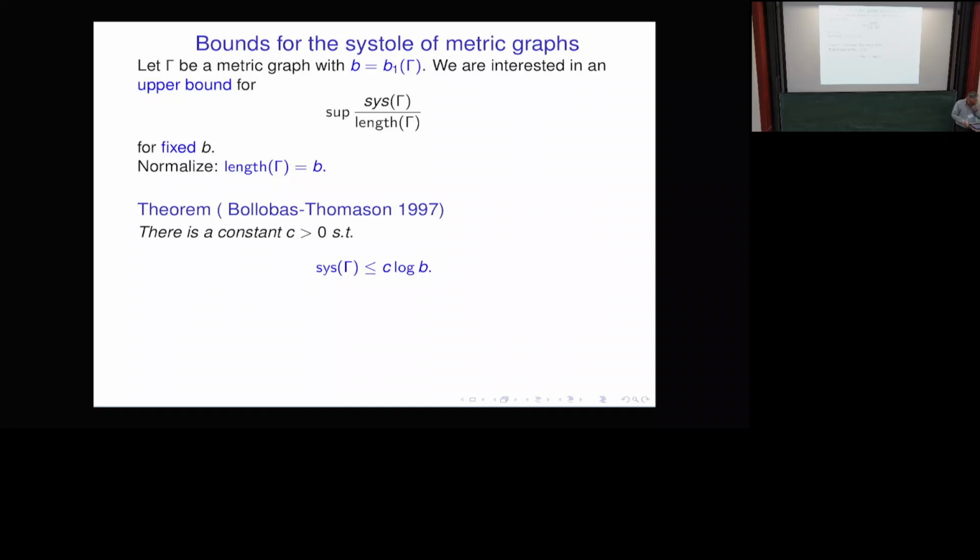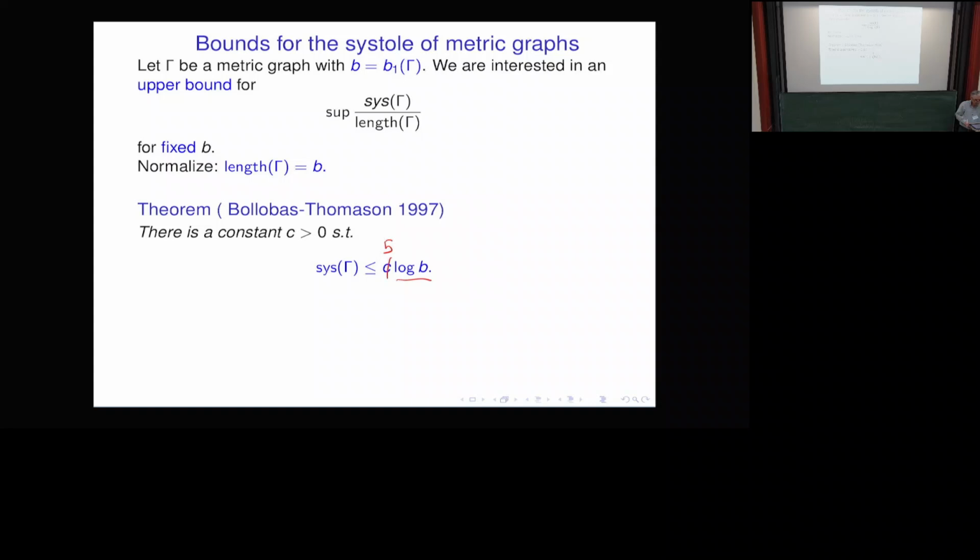So we cannot have this, but still the systole is going to be much smaller than b. It's going to be of the order of logarithm. There is a constant. I'm not going to go anywhere close to the best constant. I don't really care much about this constant, so I'm going to prove it for phi. So it's a constant I'm going to give explicitly.